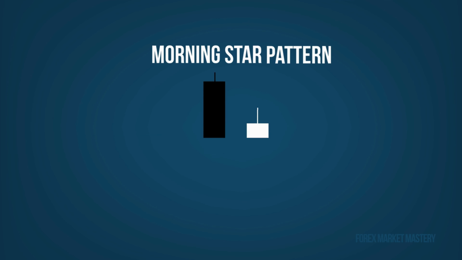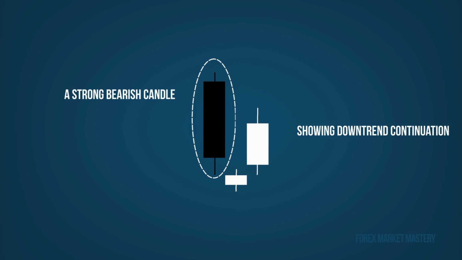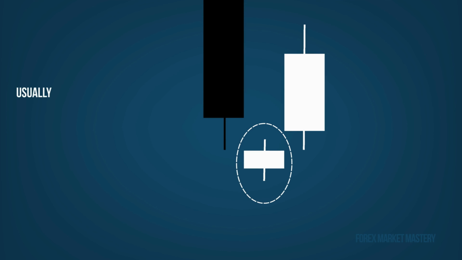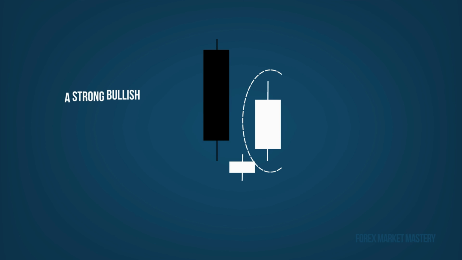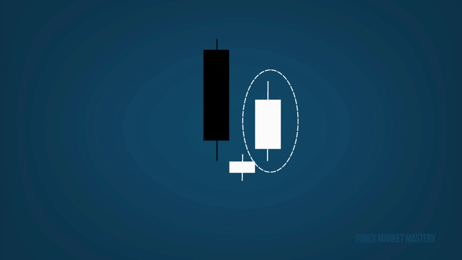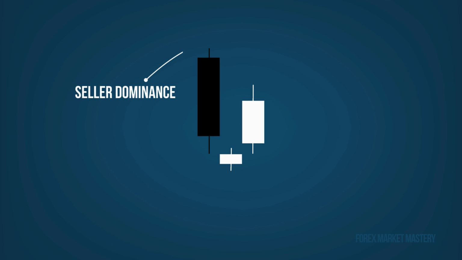The morning star is a three-candle reversal pattern. First, a strong bearish candle showing downtrend continuation. Second, a small indecision candle, usually a doji or small-bodied candle, showing momentum is dying. Third, a strong bullish candle confirming the reversal. This pattern at major support, that's money. It shows the complete shift from seller dominance to buyer control.